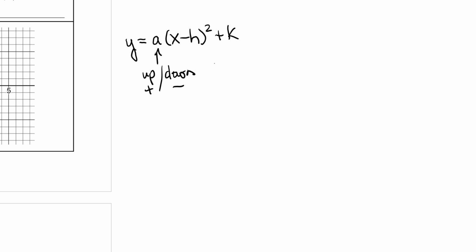So as a quick reminder, the vertex form of the equation of a quadratic, of a parabola, is y equals a times x minus h squared plus k, where a tells us if it opens up or down, up if it's positive, down if it's negative. And then these values for h and k are the vertex.